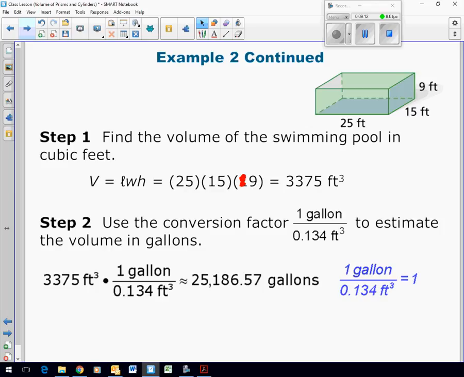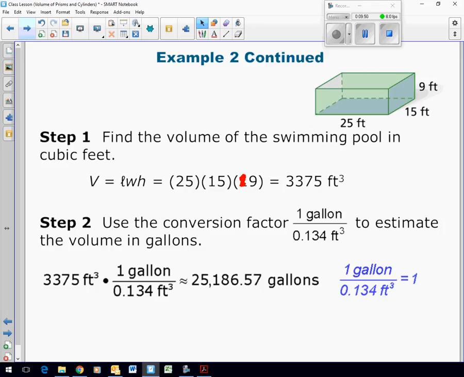Now, y'all did conversions last year, correct? Now you're going to convert, guys. Convert from cubic feet to gallons. Everybody in your calculator right now, please do this for me to make sure you remember how to do it. 3,375 times, and then put that fraction in there, 1 over 0.134, and see if you get 25,186.57. Did you get that? Keep that in your calculator for right now.